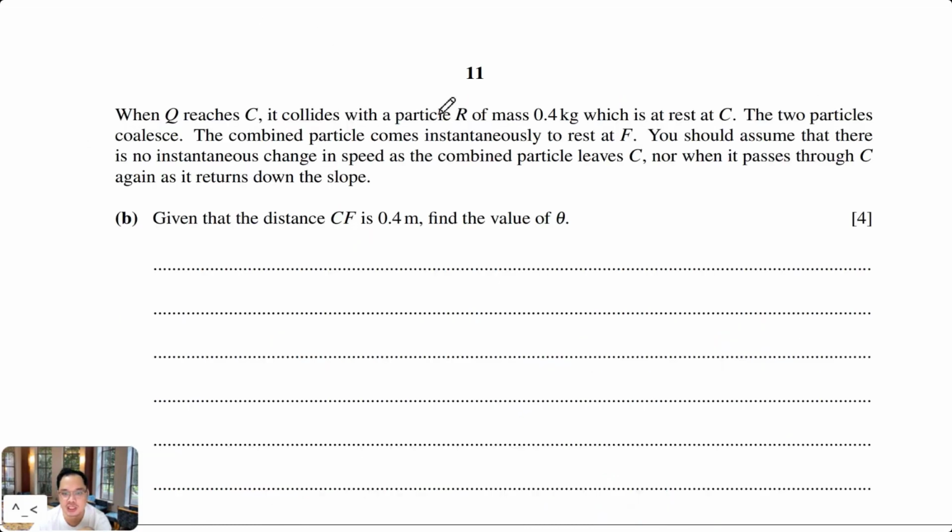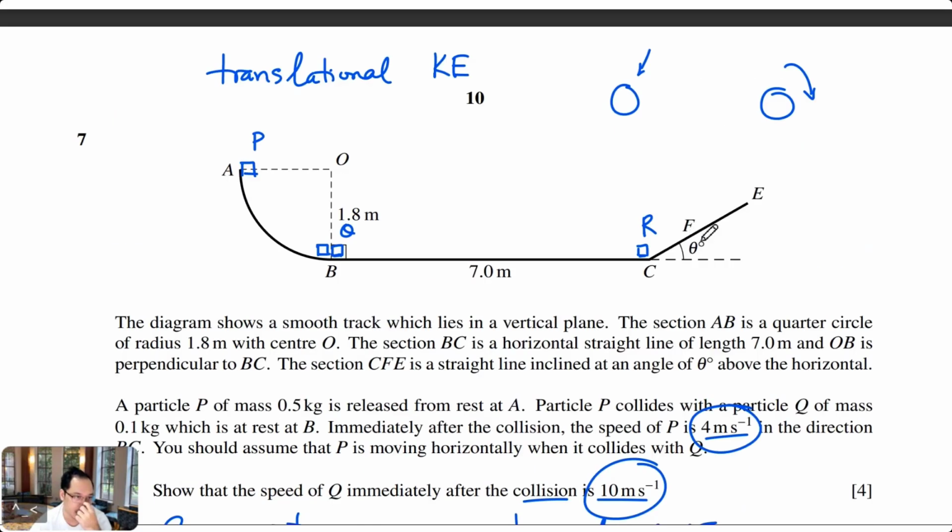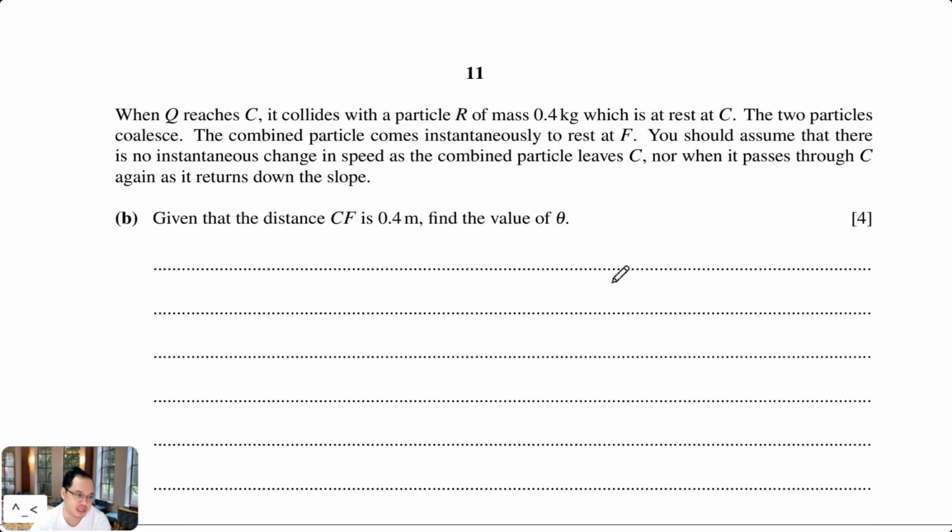The combined particle comes instantaneously to rest at F here, which is not the top of the incline, but in the middle of the incline. You should assume that there is no instantaneous change in speed as the combined particle leaves C, nor when it passes through C again as it returns down the slope. Given that the distance CF is 0.4 meters, find the value of the angle. They come to stop after sliding a distance of 0.4 meter.